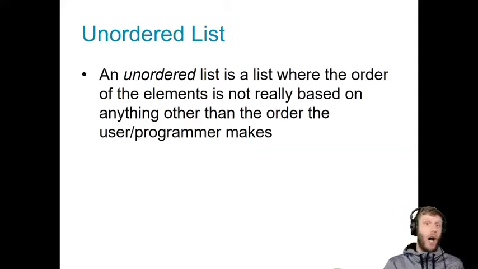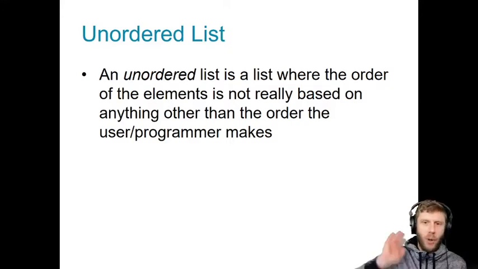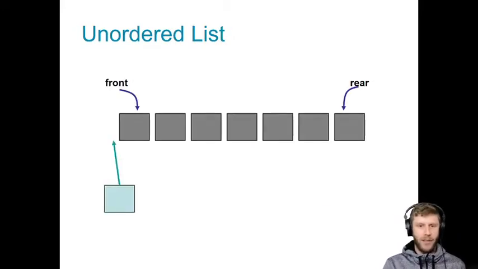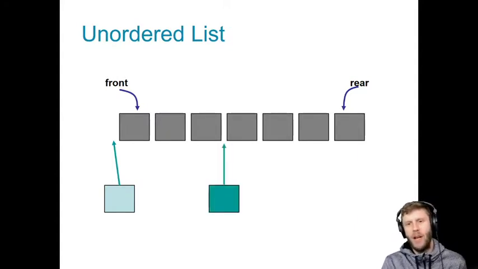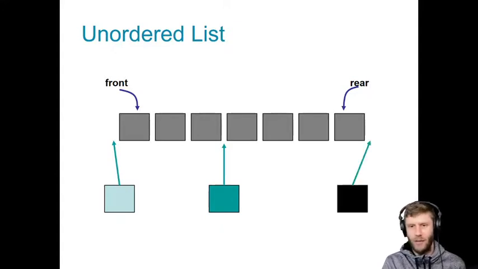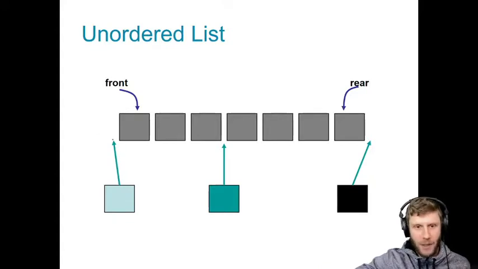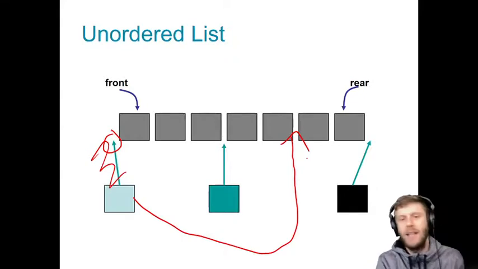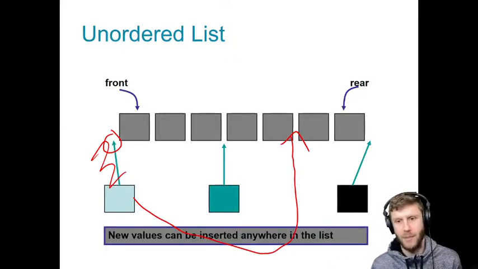Now, we could also have an unordered list. This is a different type of list. This is where the order of the elements is not based on anything. It's put in based on whatever I said to put things in. So if I want to insert this light blue square, and then maybe I want to insert this cyan or teal, whatever color that is, and then this black square, I can put them wherever I want. It doesn't matter. Why did I decide to put this here? I don't know, just because. I could have just as easily said, no, put it there. It doesn't matter. New values can be inserted anywhere.